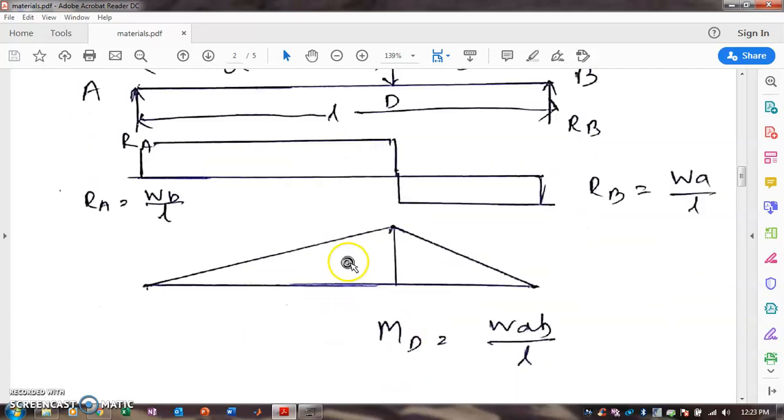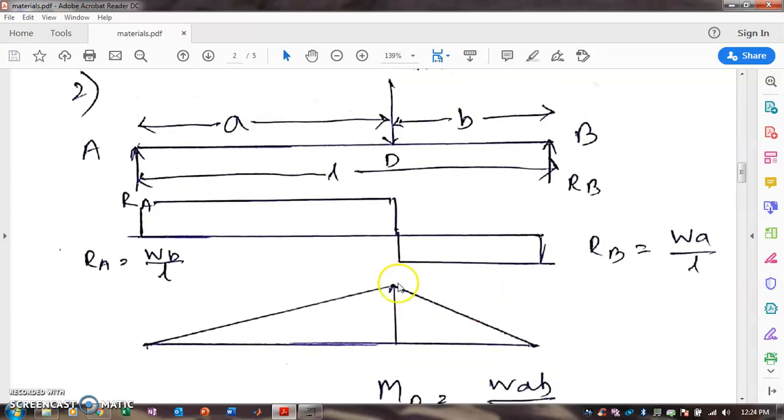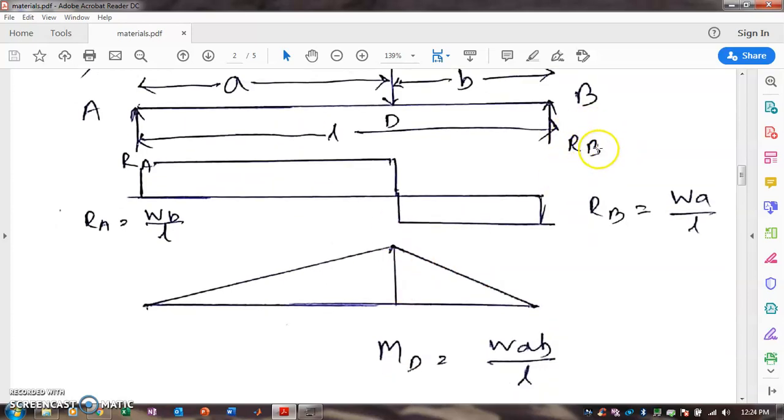Now the bending moment, what is the bending moment? At point D the bending moment due to RB will be RB into the distance, that is b. RB is Wa by L and the distance is b, so Wab by L. As the force RB is upward, it will follow the y-axis, so it will be plus. So at point D the moment will be plus Wab by L, and if we start from the left hand side also, it will be RA into the distance, that is a.